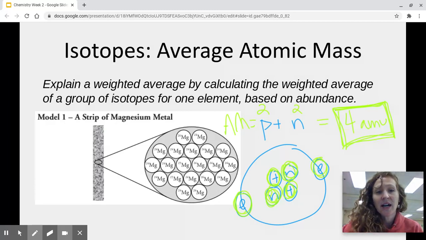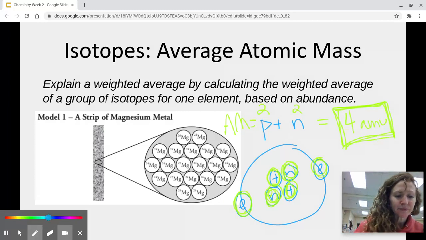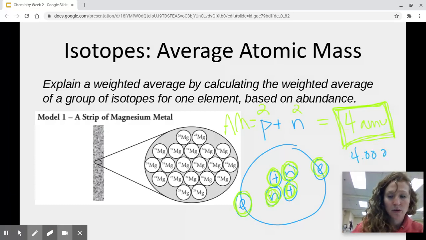However, when you look on the periodic table, you don't see a mass of 4 for helium. You see a mass of 4.0026 AMUs.